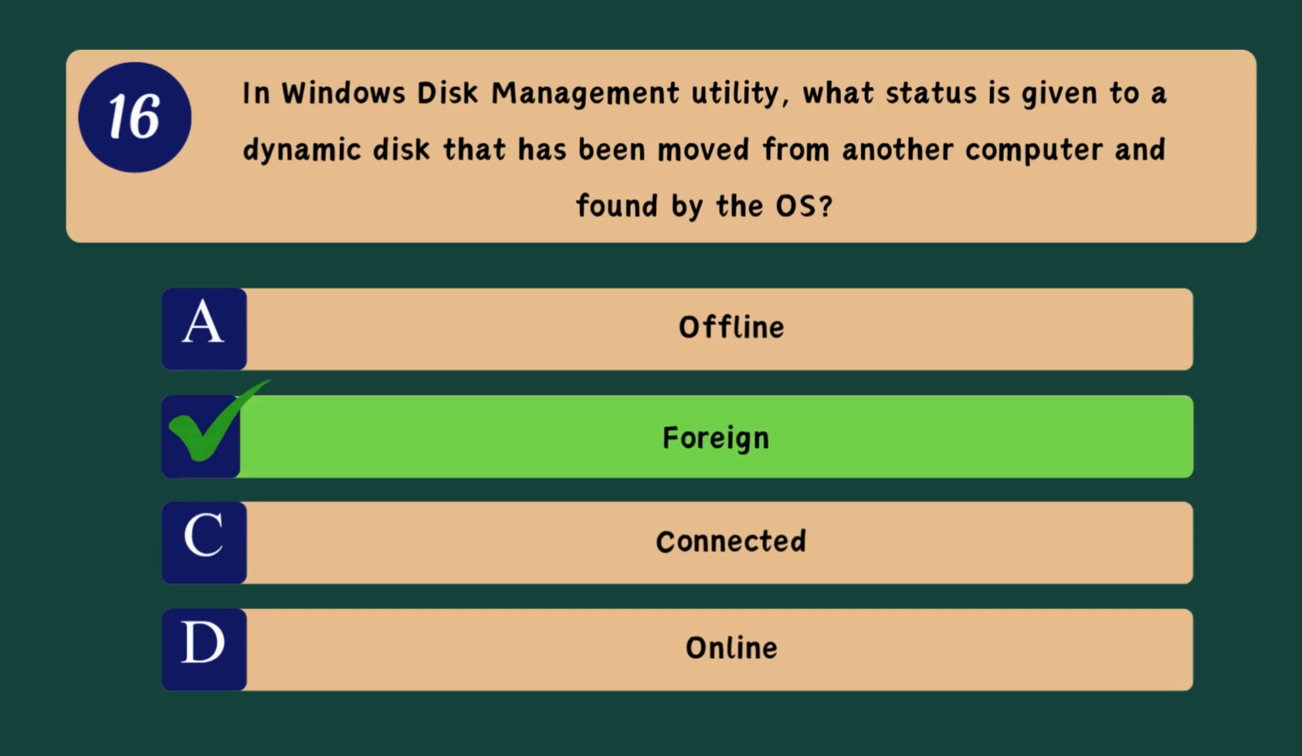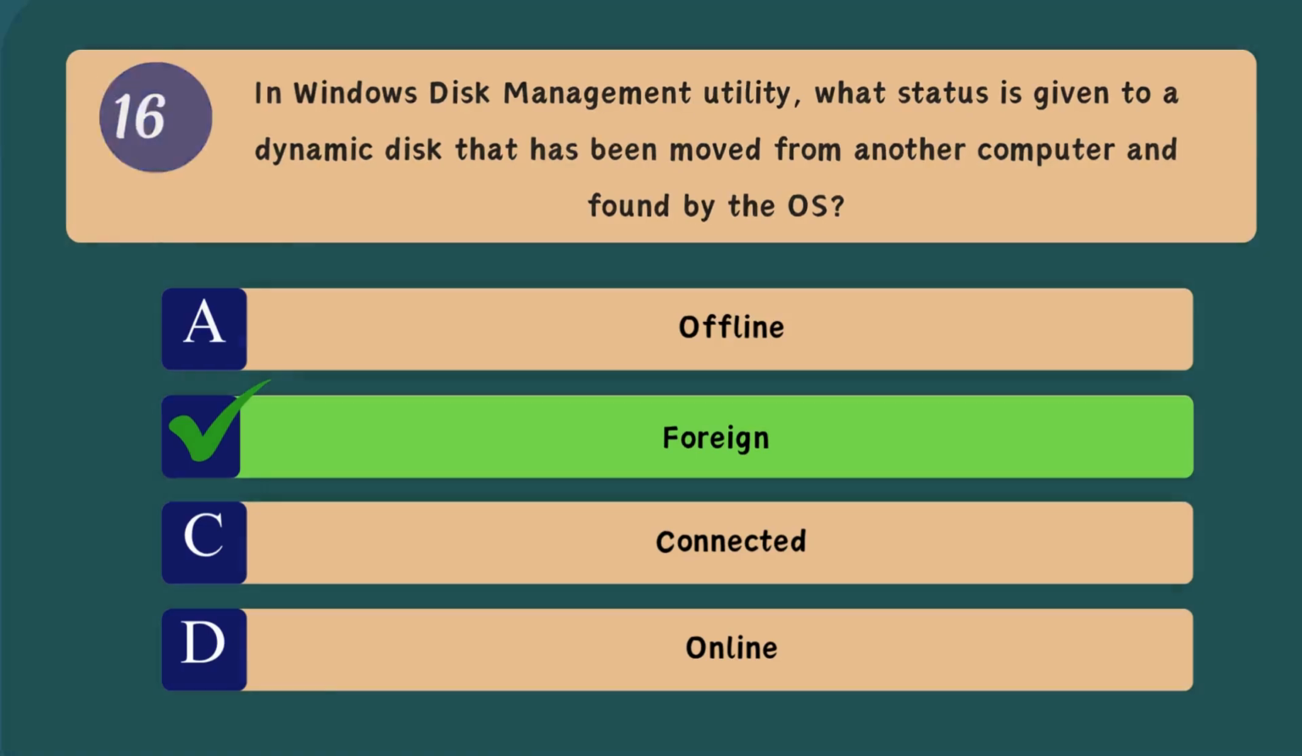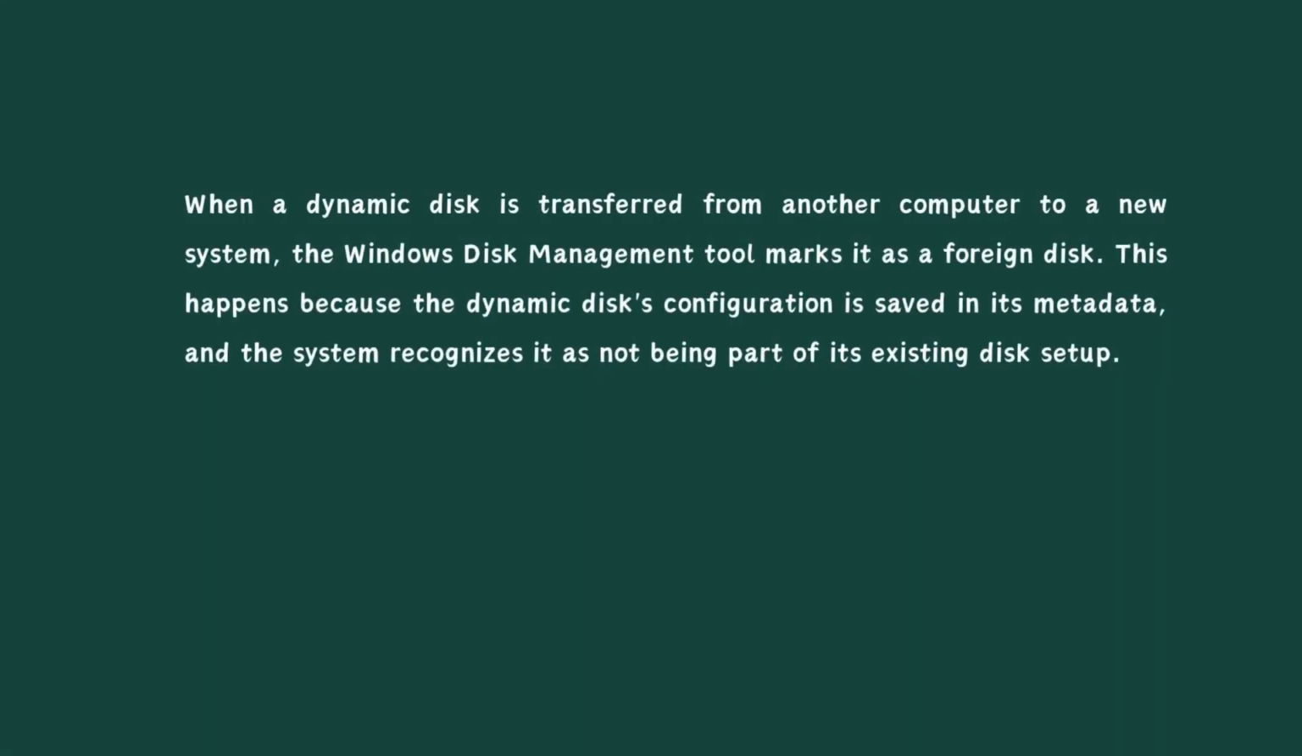Correct answer: B. Foreign. When a dynamic disk is transferred from another computer to a new system, the Windows Disk Management tool marks it as a foreign disk. This happens because the dynamic disk's configuration is saved in its metadata, and the system recognizes it as not being part of its existing disk setup.